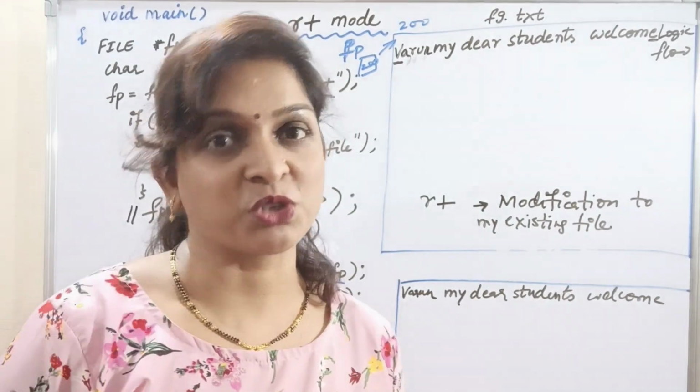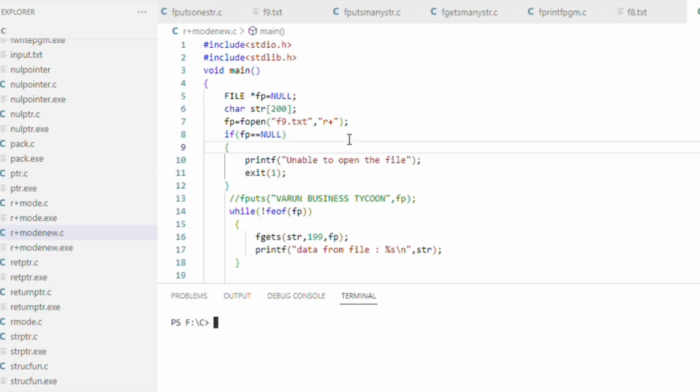Let us see the execution of this now. So here we go with the program to understand R plus mode, that is both read and write. We have the file pointer pointing to null initially, then we have the character array str so that we can store the data that we have read from the file.